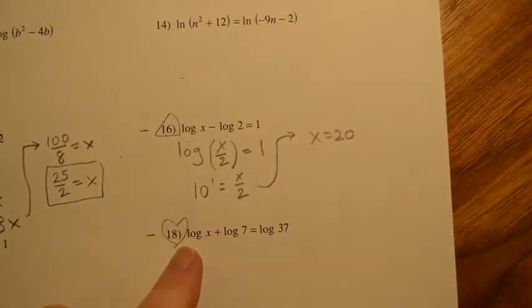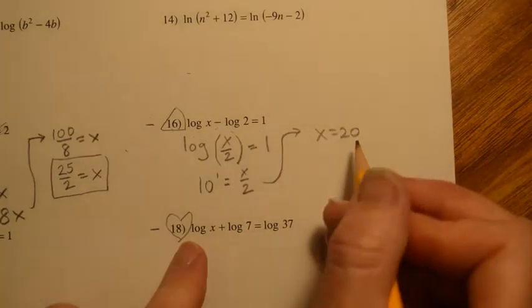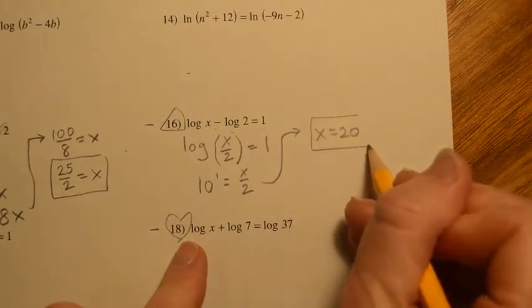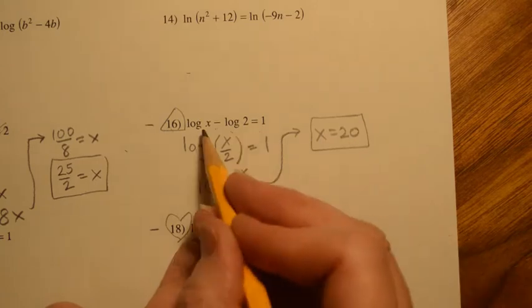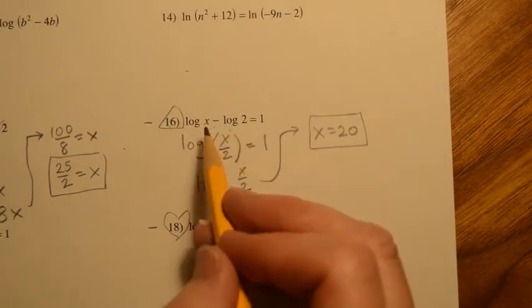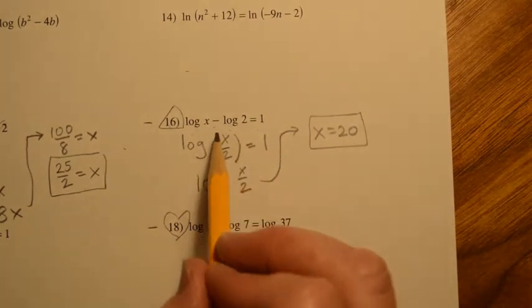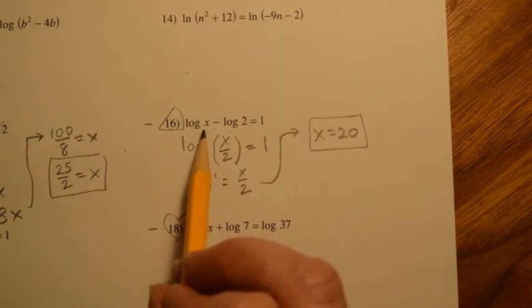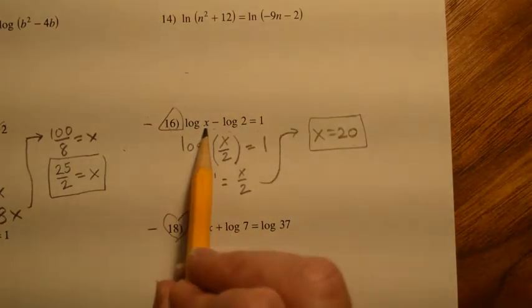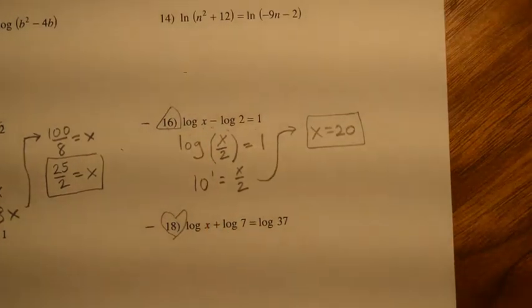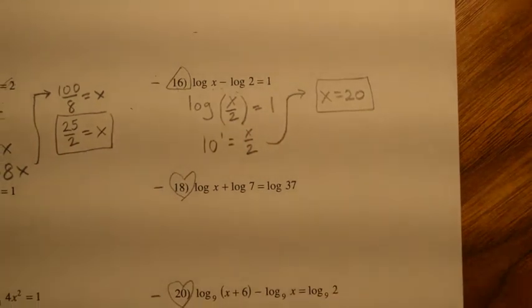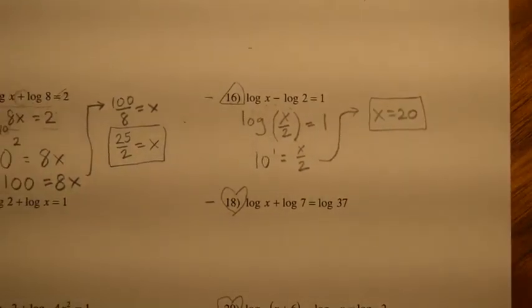All right, again, I'm going to just check for extraneous solutions here. If I plug 20 in anywhere I see an x, I just want to make sure that I'm not taking log of a negative number or 0. And so, nope, that is fine. All right, so 20 is our answer. Hopefully you're feeling okay so far.